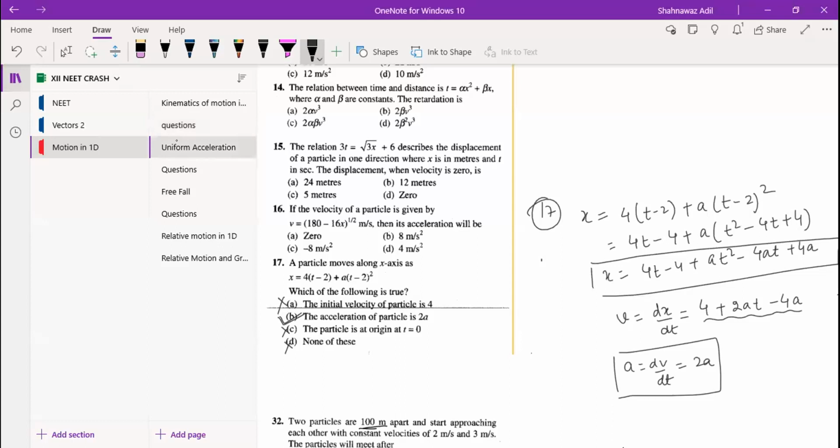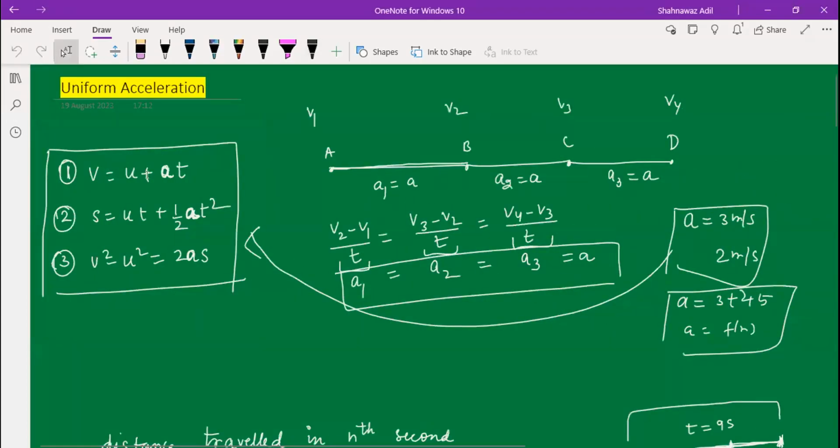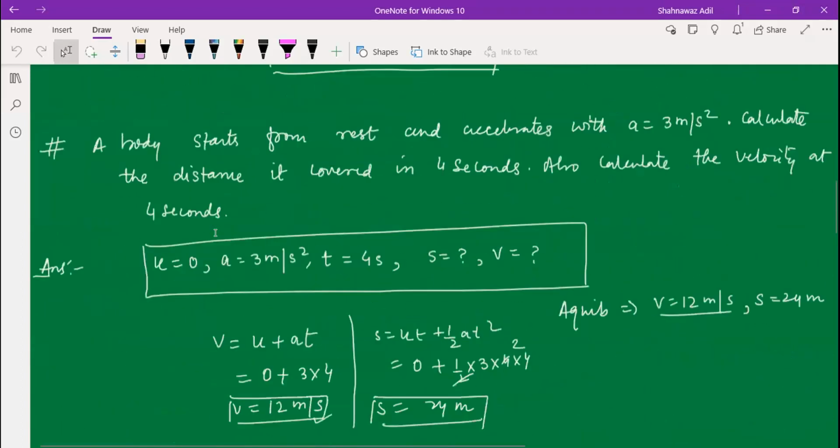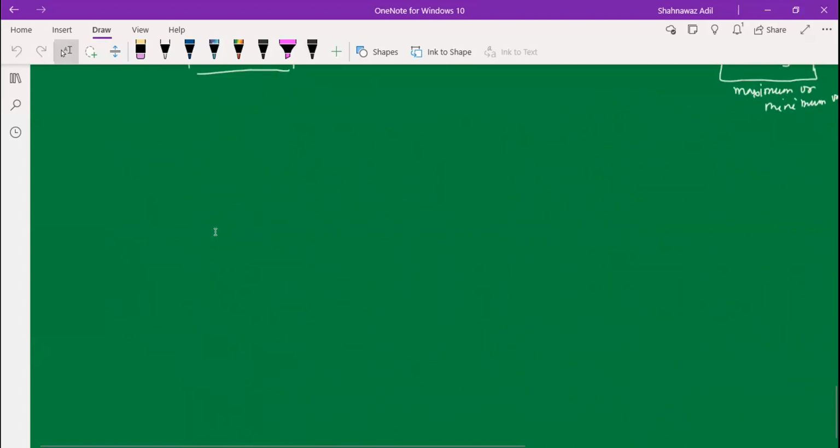Whenever you have uniform acceleration, you have these kinematics equations of motion, right? These equations you guys are already familiar with, so I will not discuss them in detail, but there is one more formula that I will discuss. Whenever you have uniform acceleration, 3 equations you already know.